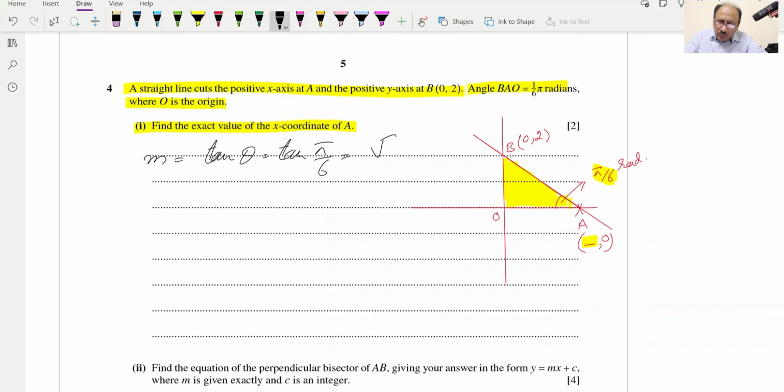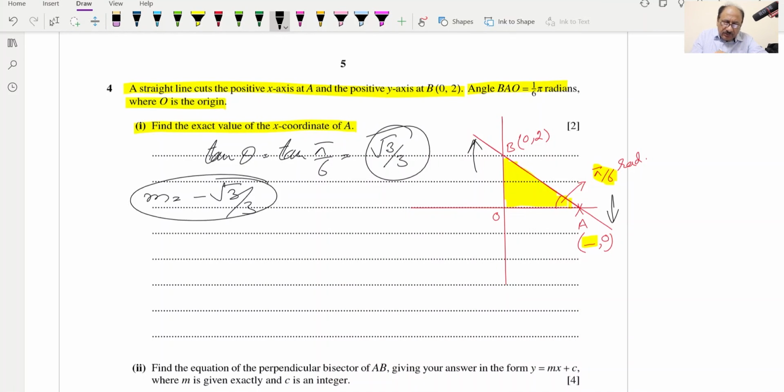So root 3 over 3 will be the gradient, but we know the right side is down and the left side is up, so the gradient value will be m equal to minus root 3 over 3. It will be negative because the right side of the line is down and the left side is up, so we take the gradient as negative.